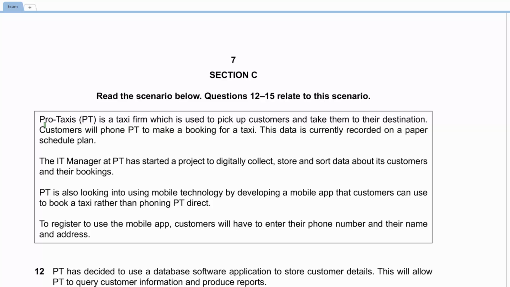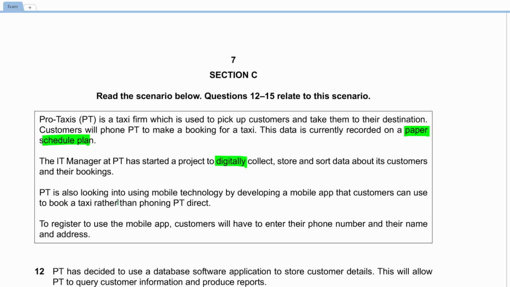So for this one, we've got a taxi company called Pro Taxis, which is used to pick up customers and take them to their destination. Customers will phone PT to make a booking for a taxi. This data is currently recorded on a paper schedule plan, so it's recorded on paper. That could be worth highlighting, because they've started a project to digitally collect, store and sort data about customers and their bookings. Digital means making it on a computer.